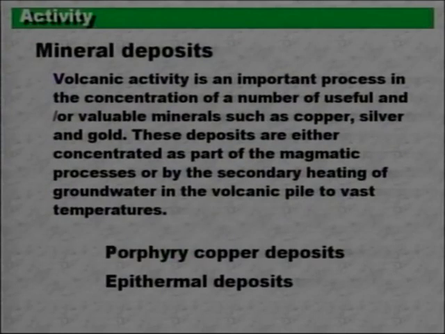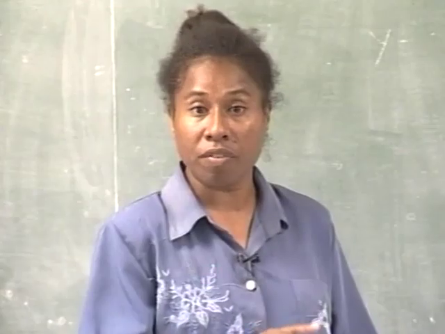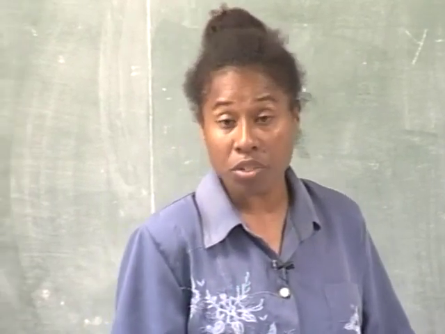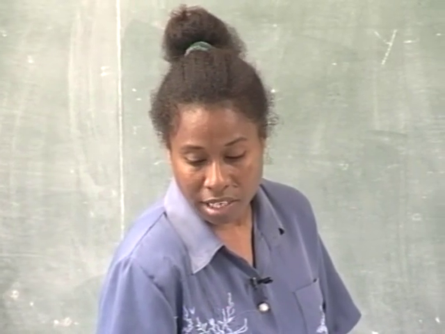We still have maybe two more to look at, this one and the next one, mineral deposits. Here we're looking at volcanic activity as an important process in the concentration of a number of useful and valuable minerals such as copper, silver, and gold. These deposits are either concentrated as part of the magmatic processes or by the secondary heating of groundwater in the volcanic pile to vast temperatures. Examples of those are porphyry copper deposits and also the epithermal deposits. In Papua New Guinea, we have some of those deposits around the country in terms of the mines we have. Some of them have porphyry deposits and others have epithermal. But we'll discuss resources in grade 12, where we cover a little bit more on mineral deposits.